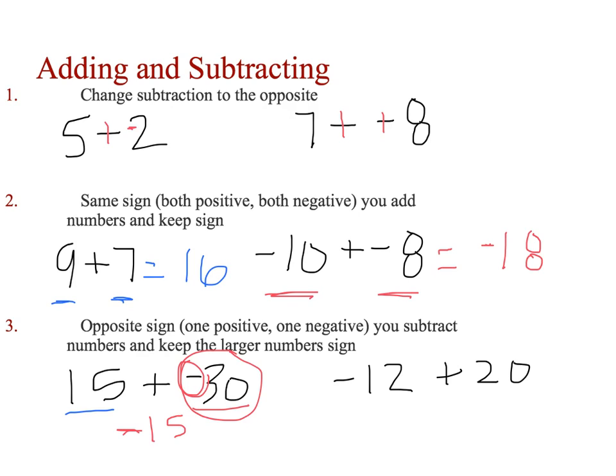So if I look at this problem, just by looking, I know that 20 is the larger of the two numbers, so my answer should be positive. So since they have opposite signs, one being negative, one positive, I subtract the two and I get 8. And since 20 is the larger of the two numbers, it's going to stay as a positive 8. So as you're working through problems like this, this is what you should be thinking in your head. Do they have the same sign? If they do, then I add the numbers and keep the sign. If they have opposite signs, I look for which number is larger, subtract, and keep the larger number's sign.